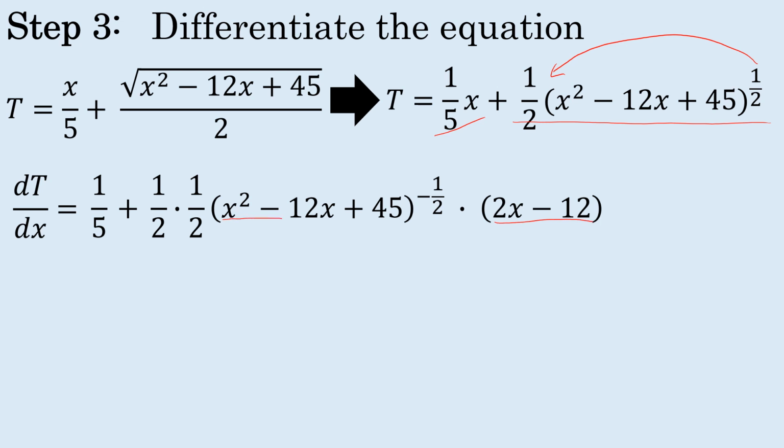The derivative of x squared minus 12x plus 45 is 2x minus 12. That is chained along as an additional factor. We'll take a step and simplify this second term. There's a few things that we can do to write this in a better form, including multiplying 1/2 times 1/2, rewriting a quantity to a negative exponent in the denominator.